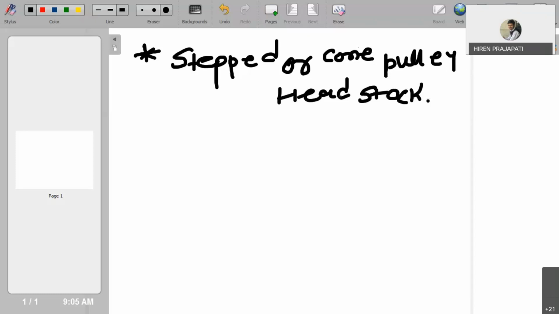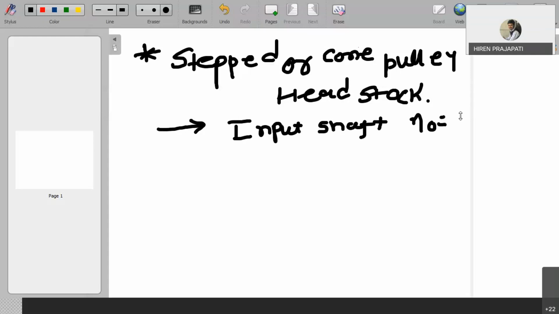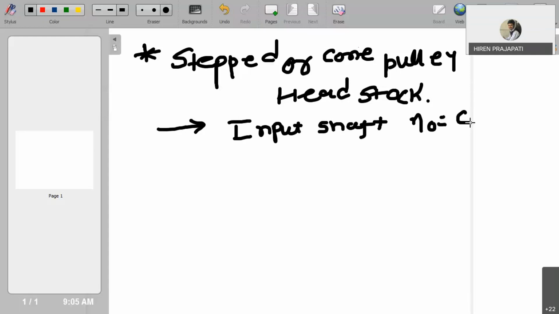First of all, in this drive, the input shaft is rotating with some constant RPM. So the input shaft RPM is N0, which is constant, right? And from this input shaft, we get variation in the output, variation in the RPM. So different RPMs we get on the output shaft.